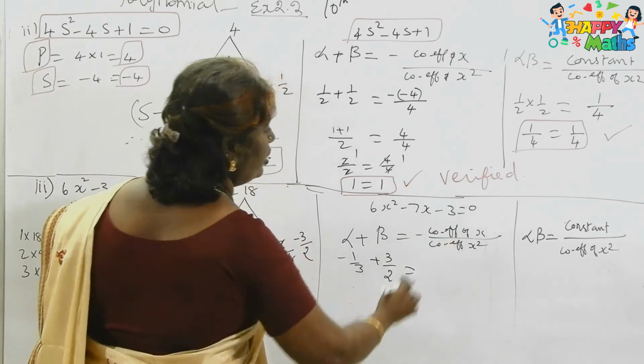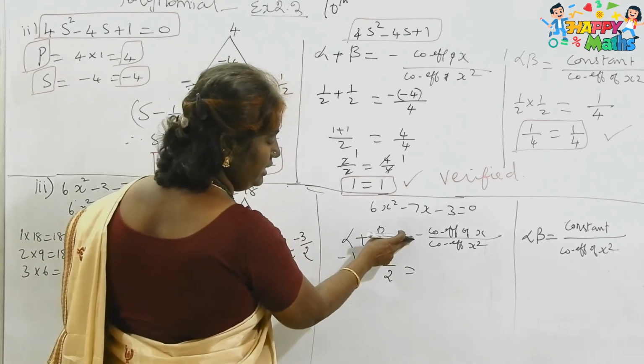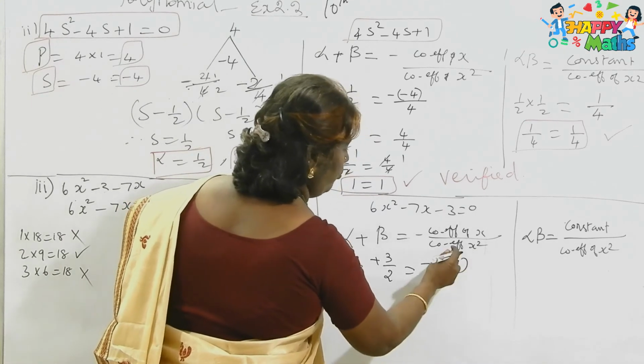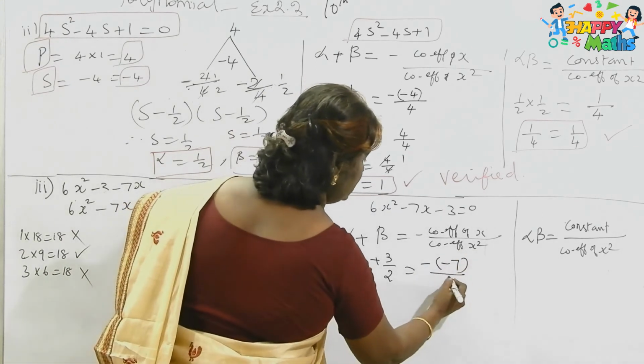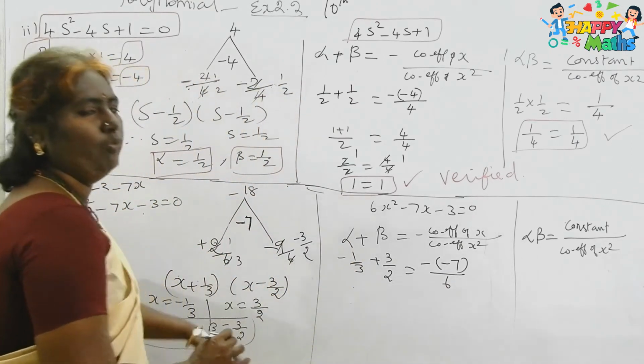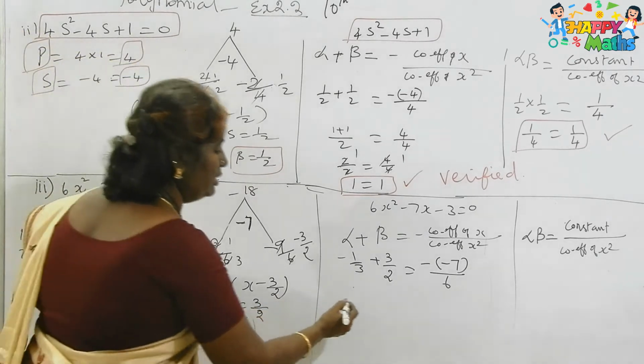Here, what is the coefficient of x? 7, minus 7. Already minus sign is there in the problem. So minus of minus 7. What is the coefficient of x square? It is 6. Here see, both are with a different denominator. What you have to do? You have to find out the LCM or do the cross multiplication.